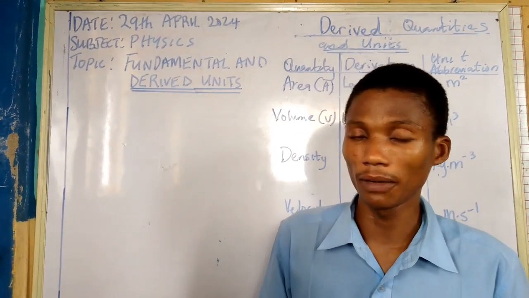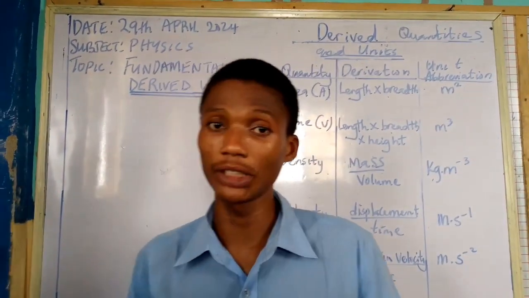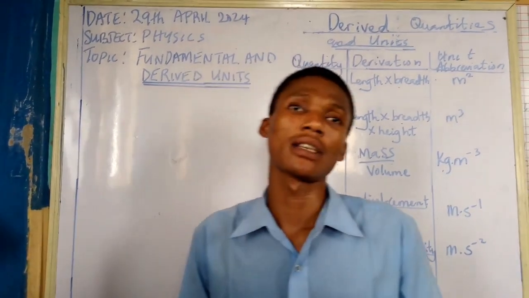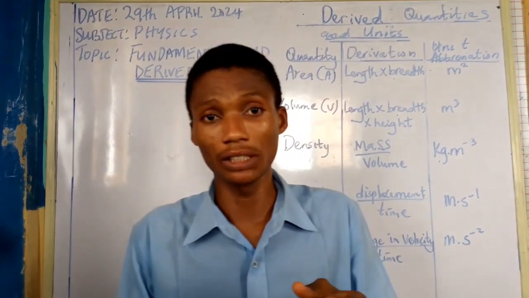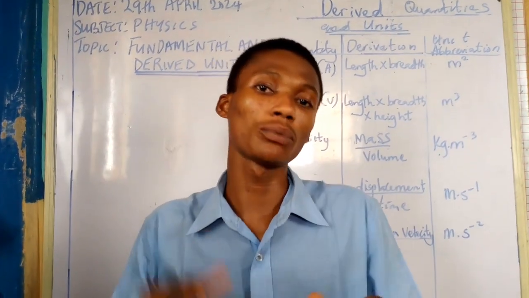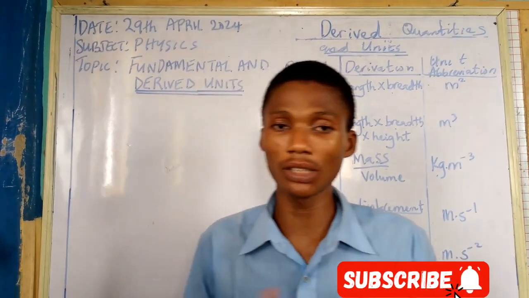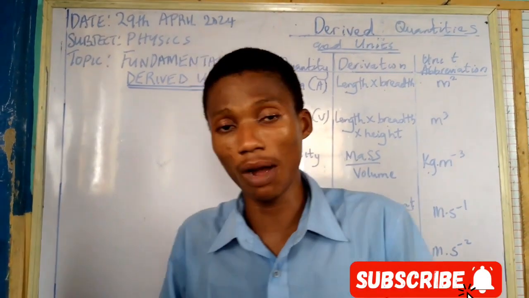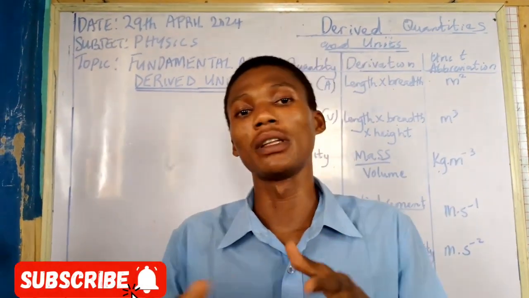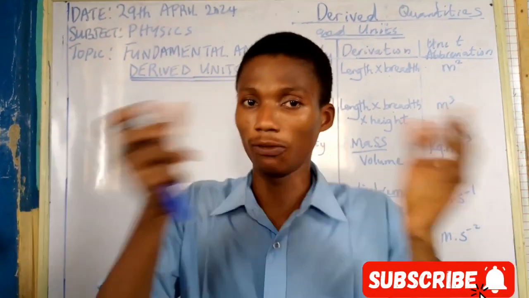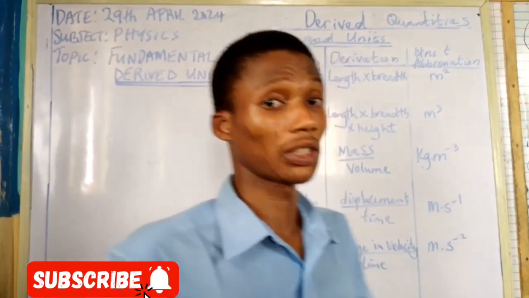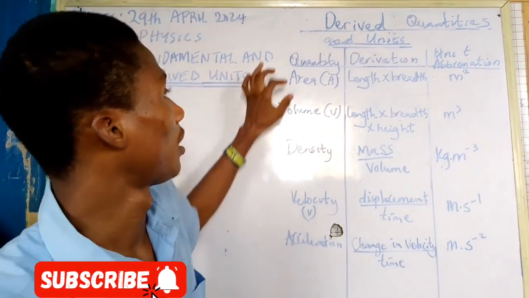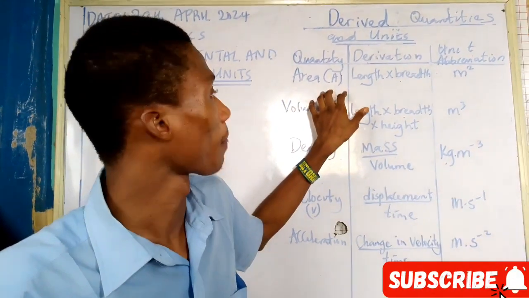Okay, we also have derived unit and quantity. Derived quantity can be defined as the quantities that are obtained by the simple combination of what? Fundamental quantities. The same thing as units. Derived units are obtained from the simple combination of fundamental quantities or units. Now, these are examples of derived quantities and their units. The first one here we have area.